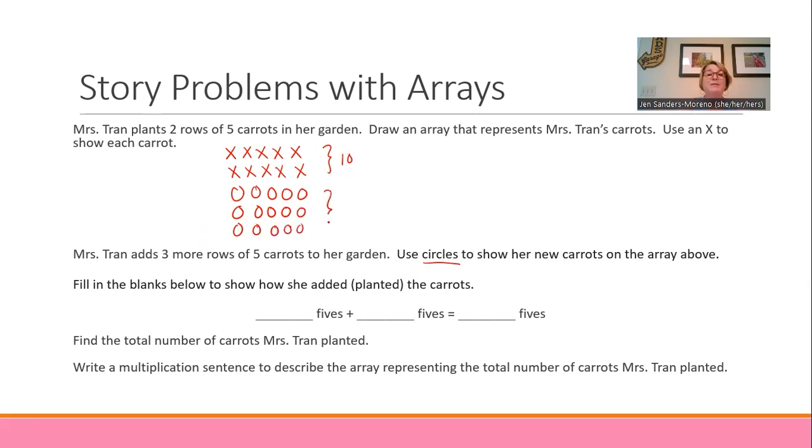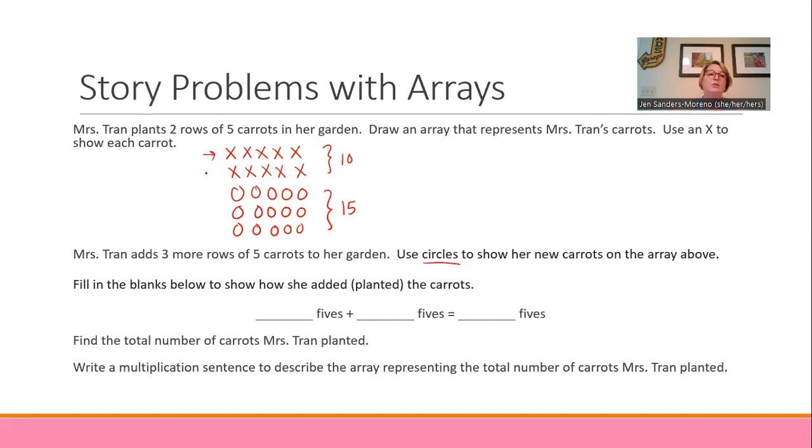And again, we may have students saying, oh, that's 15. All right, great. Okay, so it says fill in the blanks below to show how she planted the carrots. So first, how many groups of 5 did she have? So these are the X's. So we're not saying she had 10 5s. 10 is the total. This is saying how many groups of 5.